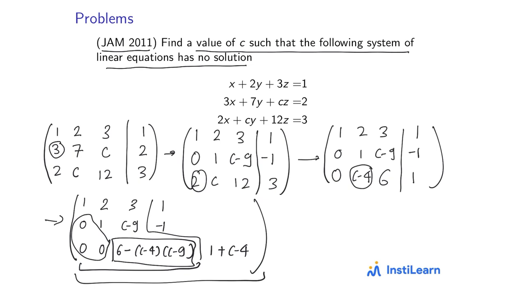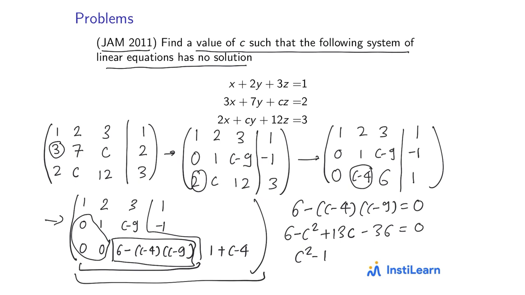So let's solve this. 6 minus c minus 4 c minus 9 equal to 0. So you'll get here 6 minus c square, then minus 9c minus 4c, so plus 13c, and then minus 36 equal to 0. So c square minus 13c, and this will be plus 30 equal to 0. If you solve, this is c equal to 3 and 10. So for these two values, this last row will be 0 in A, okay, and you'll get rank as 2.